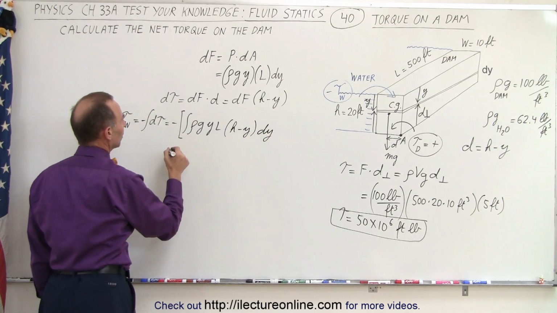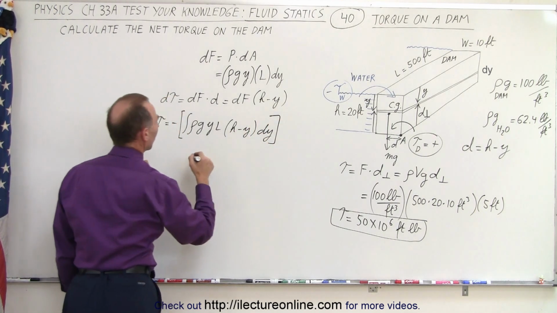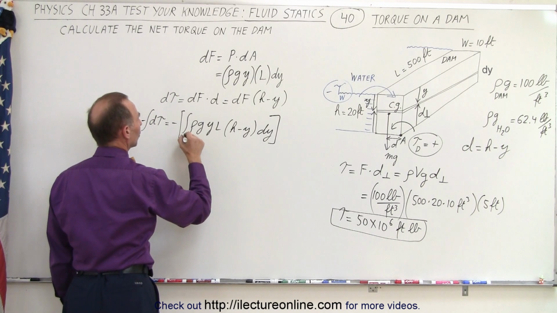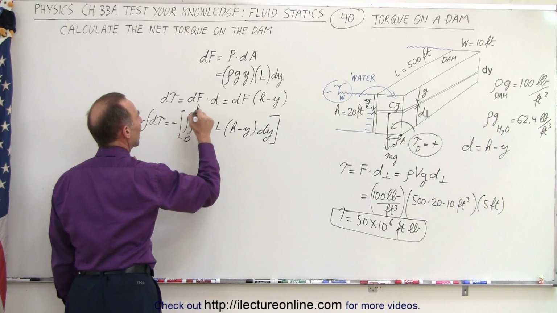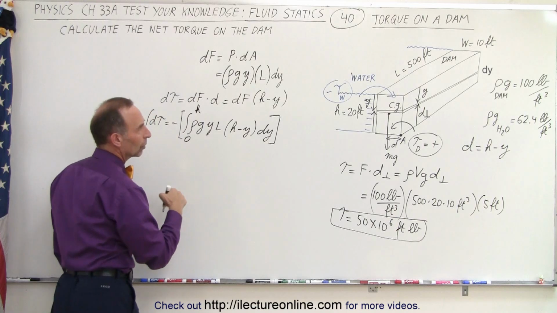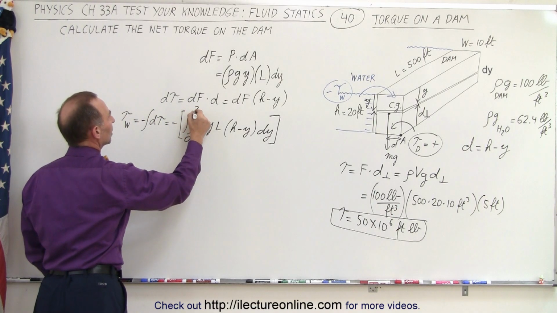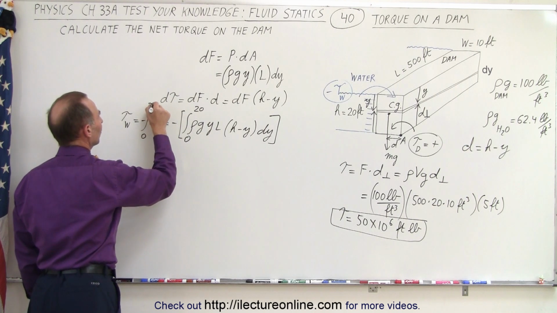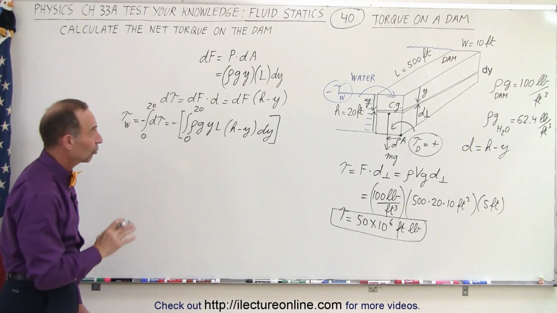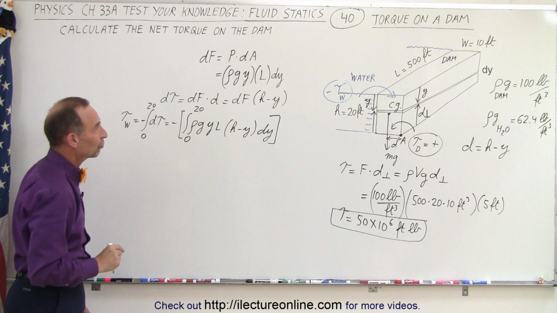And of course, I'm going to integrate from y equals 0 to y equals h, the total depth, which is 20 feet. So maybe I'll just put 20 feet here. That makes it a little bit clearer. So from 0 to 20 feet, and that's going to give us the total torque, and of course, it's going to be negative torque for the water.